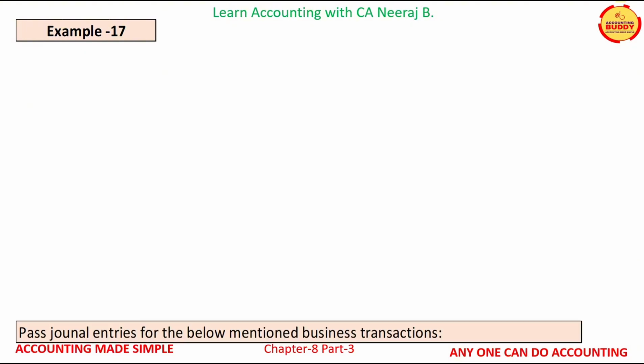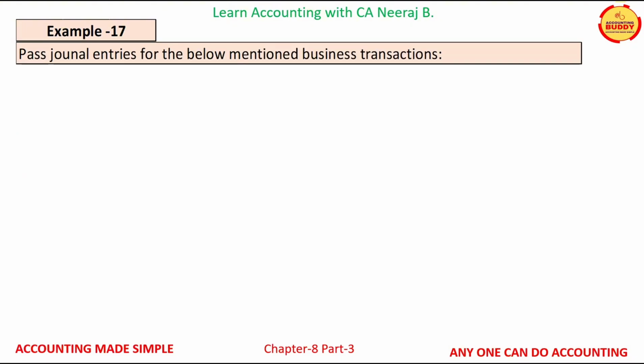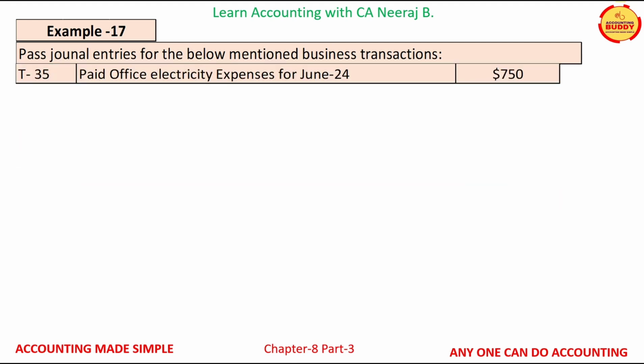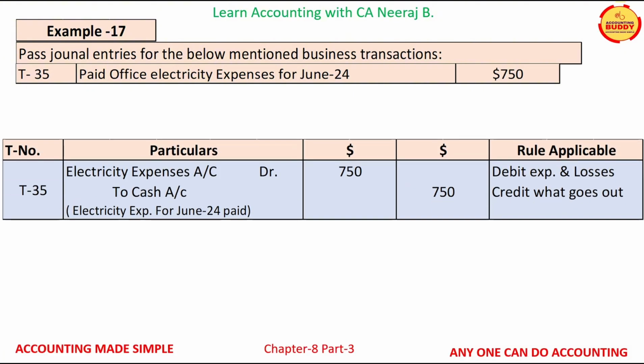Another illustration on your screen is passing journal entries for the below mentioned business transactions. Transaction T35 is $750 is paid as office electricity expense for the month of June 24. The two accounts affected are electricity expense and cash account. Electricity expense being a business expense is debited as per the nominal account rule of debit all expenses and losses. Cash is a real account and the rule of real account is credit what goes out. Therefore, this transaction is recorded for $750 by debiting electricity expenses and crediting cash account.